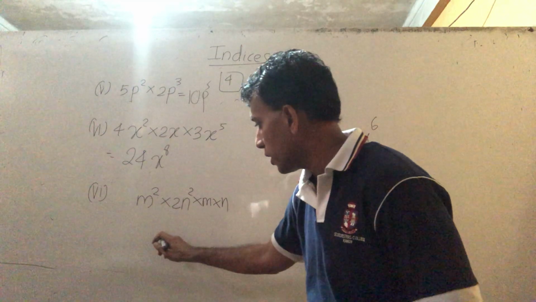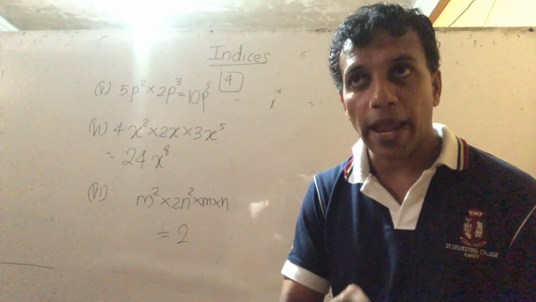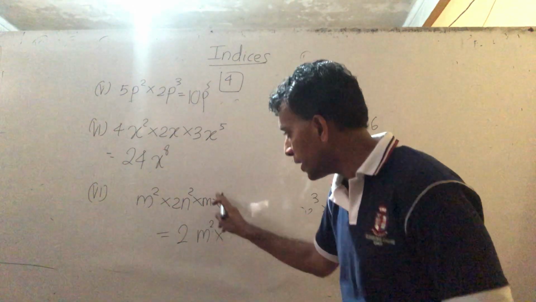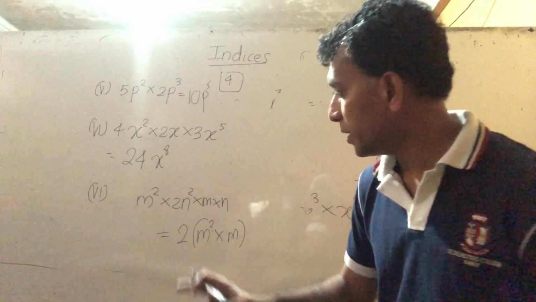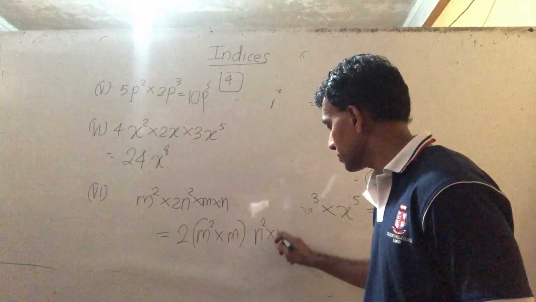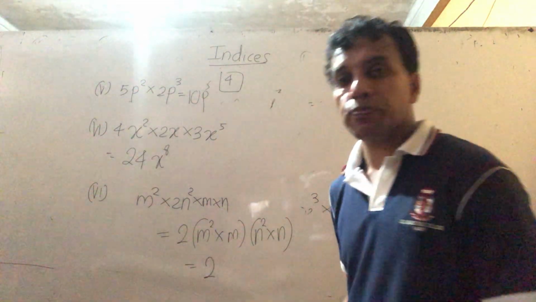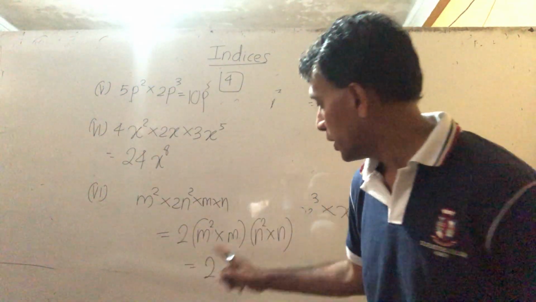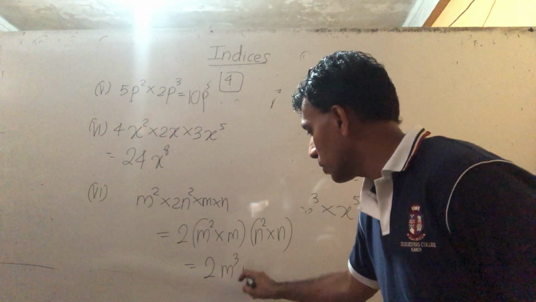Here what? 2 there, 2 separately. And I write the m separate and n separate, m square and here a m. Now write the n separately, n square and here a n, right? So what is that? 2 m square multiplied by m, bases same add the power, here 1, so m to the power 3, the same answer, n to the power 3.